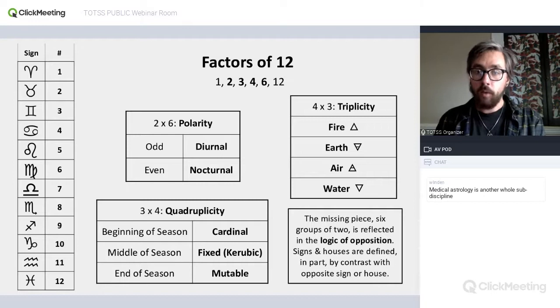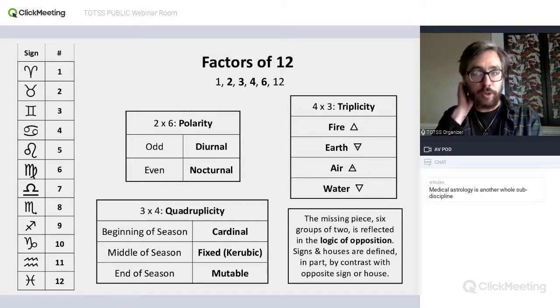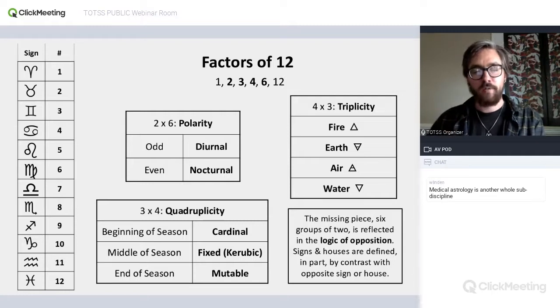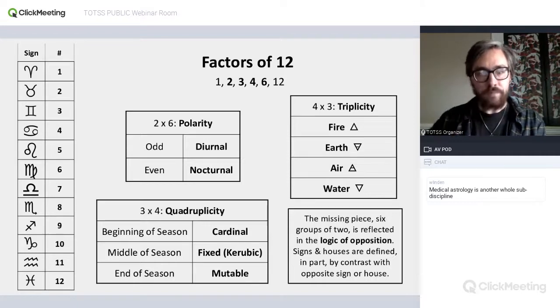All right, and then we have what's called triplicity, which is 4 groups of 3. It's really easy to get mixed up about which one is the quadruplicities and which is the triplicities. I used to always get them confused. Just remember, it's how many things are in the group that names it, rather than how many groups there are. So the quadruplicities are 3 groups of 4, with 4 in each group, and the triplicities are the groups of 3.